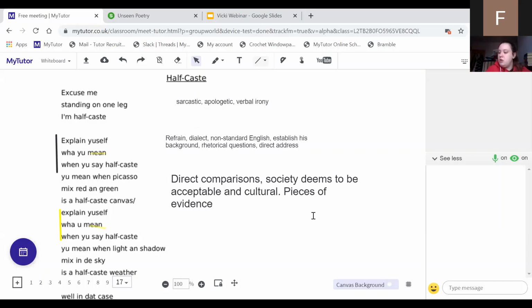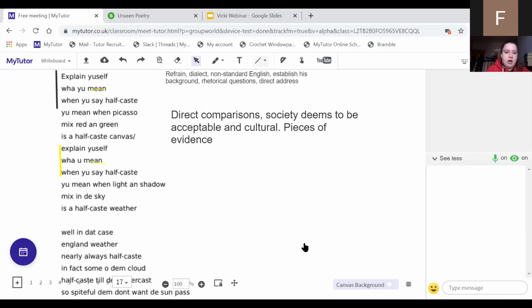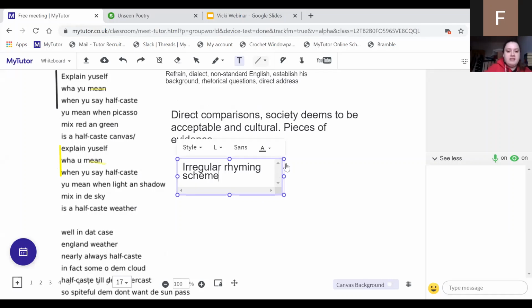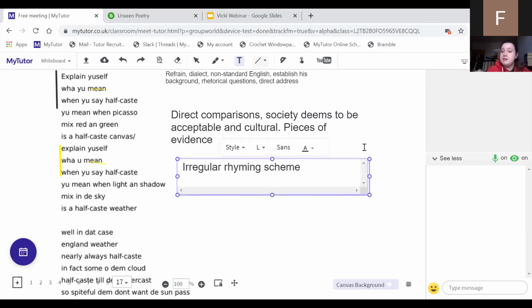We've also got some near rhymes going on. So cast and canvas is relatively close. We've got green and mean, but generally it's quite irregular. So we've got an irregular rhyming scheme going on. There's no sort of really clear pattern, like we can't say A, B, A, C, that sort of thing. We can't label it with letters.